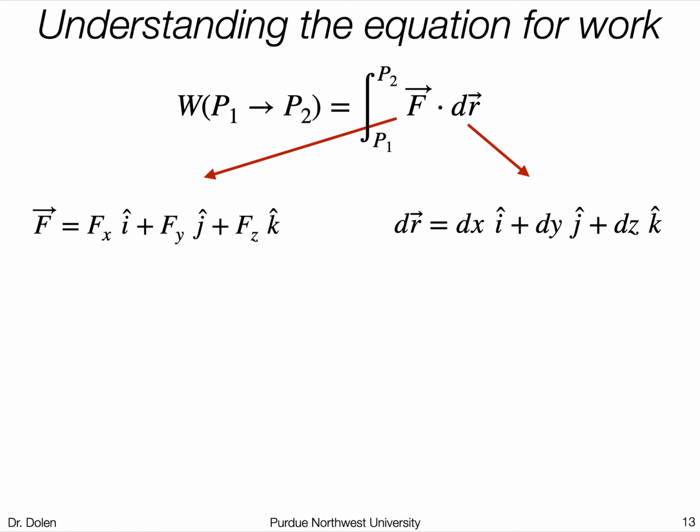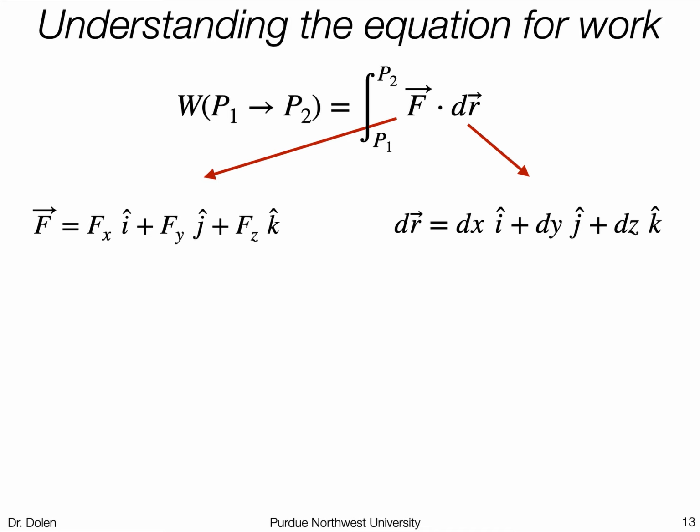Well, F is a force vector, so it's something that could have an x component, a y component, and a z component, and we keep these components separate by using our unit vectors, i hat, j hat, and k hat. So this is a three-dimensional force vector. What is dr? This is our differential displacement. It's a small step in x i hat plus a small step in y j hat plus a small step in z k hat. So this is just keeping separate our x, y, and z displacements.